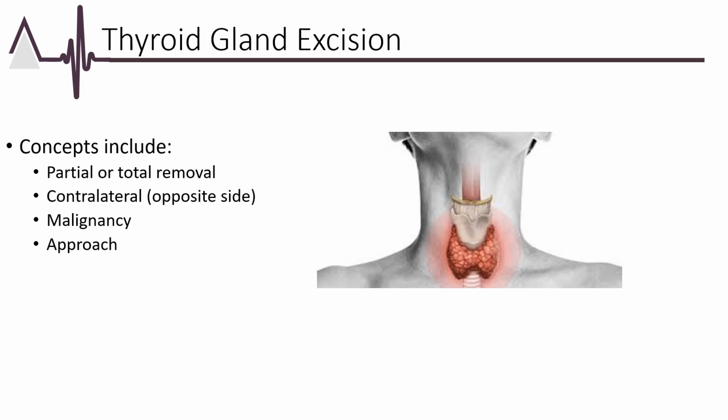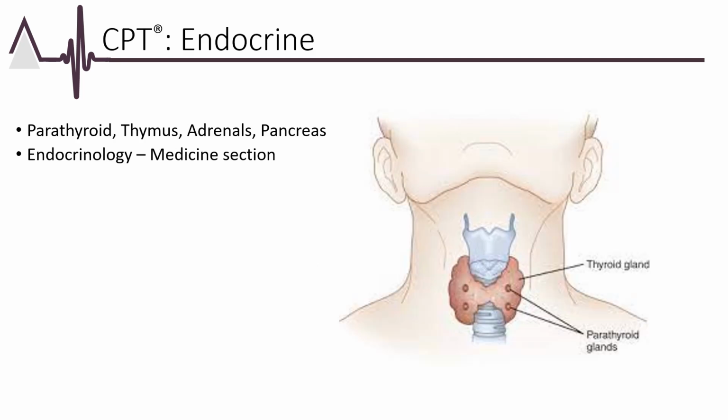Excision of the thyroid gland is surgery to remove all or part of the thyroid gland. There are a few other codes in this section that address the parathyroid, thymus, adrenal glands, and pancreas. Parathyroidectomy reports removal or exploration of parathyroids.